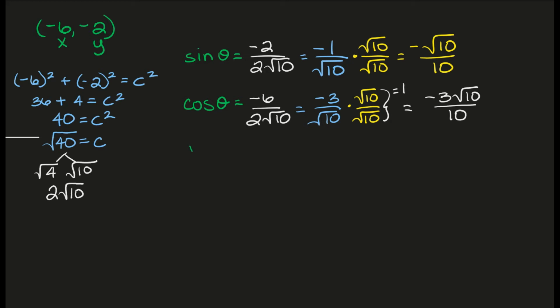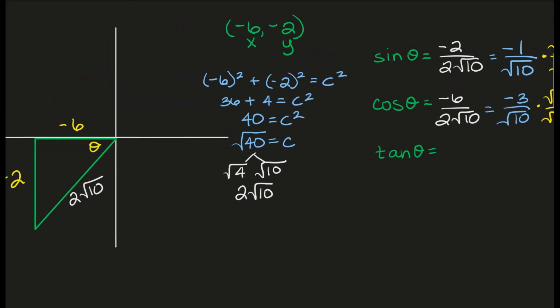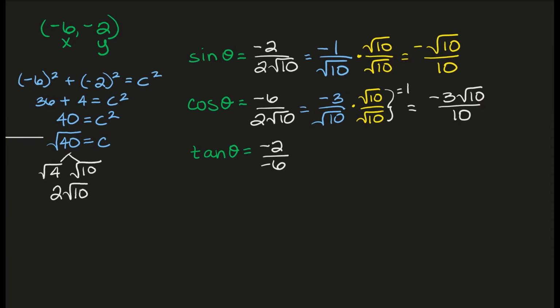Next, we'll do tangent of theta. If I come back to my triangle here, tangent is opposite over adjacent. I'm referencing this angle. The opposite leg is negative 2. The adjacent is negative 6. So here I have negative 2 over negative 6. This is really easy to simplify, nowhere near as difficult as the two prior. So this is going to be positive 1 over 3.